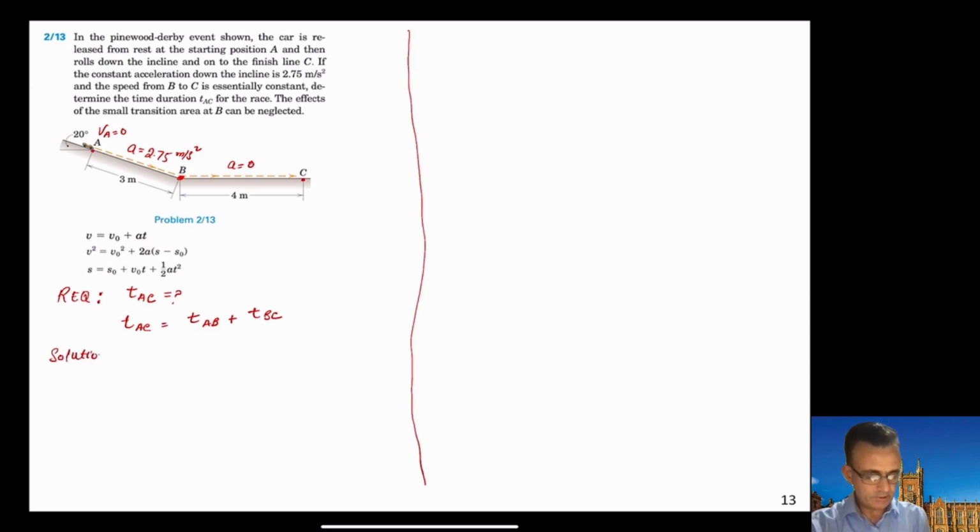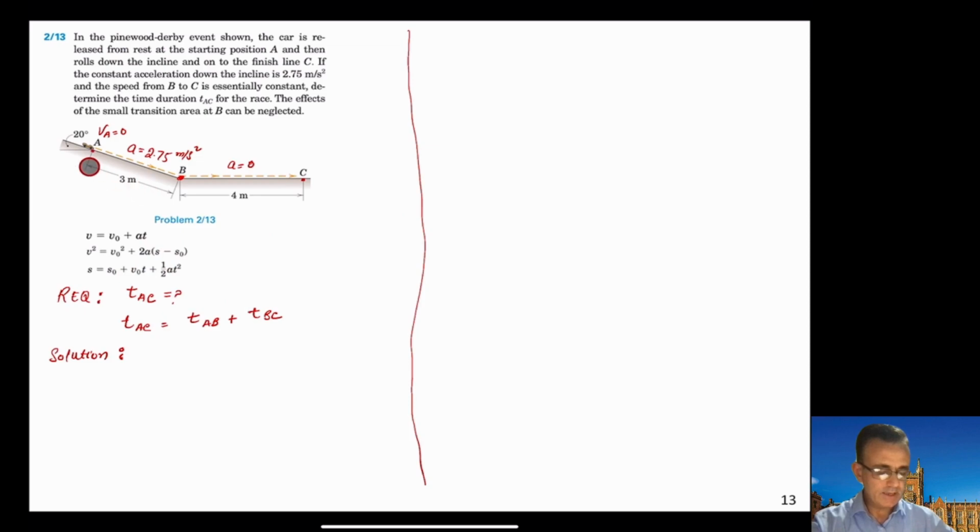Solution. As you can see, from A to B and from B to C, the acceleration is constant. Here the acceleration is 2.75, and here the acceleration is 0. So the acceleration is constant here and constant here. Then we can simply use these equations, which were derived in the theory, and these equations will be available as a formula sheet in the exam. So you will have access to these equations.